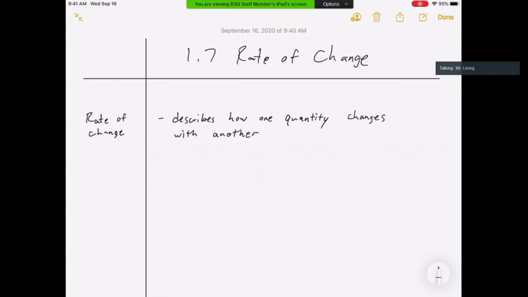Okay. Rate of change. We're going to look at this from two perspectives, from a table and from a graph. So let's start with a table.